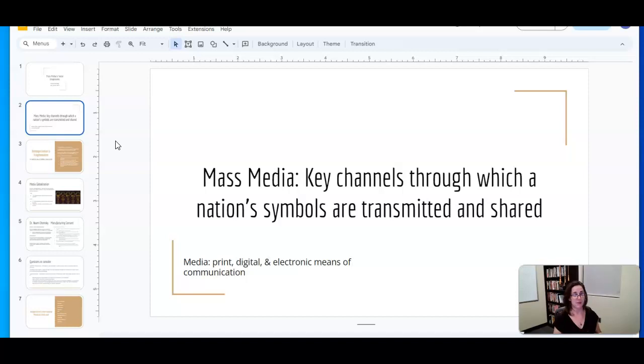And so everything from what you see on Fox News and MSNBC to what you see on social media as well, right? Or printed in the newspaper, or online blog sites or news sites, etc. These types of things, right? And so you'll notice there's this point about the nation's symbols being transmitted, right?